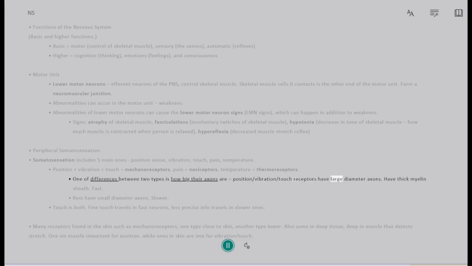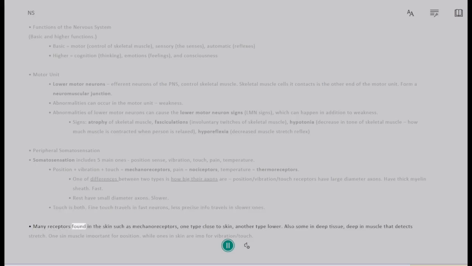Position/vibration/touch receptors have large diameter axons. They have a thick myelin sheath. Fast. The rest have small diameter axons. Slower. Touch is both. Fine touch travels in fast neurons, less precise information travels in slower ones.